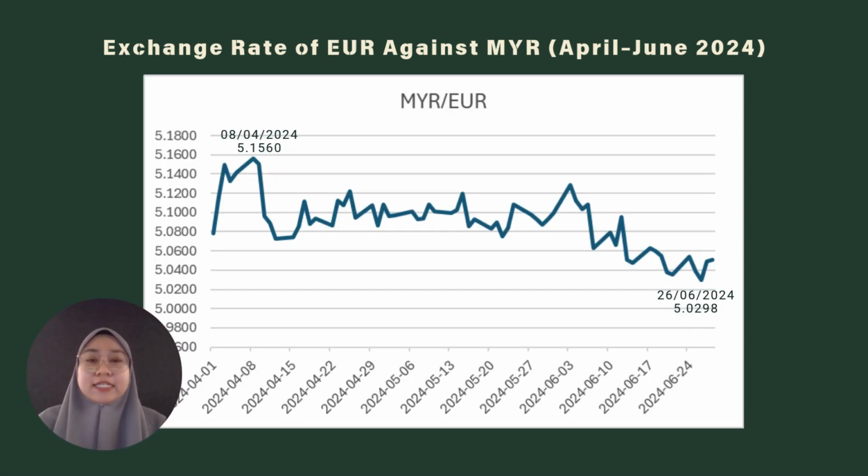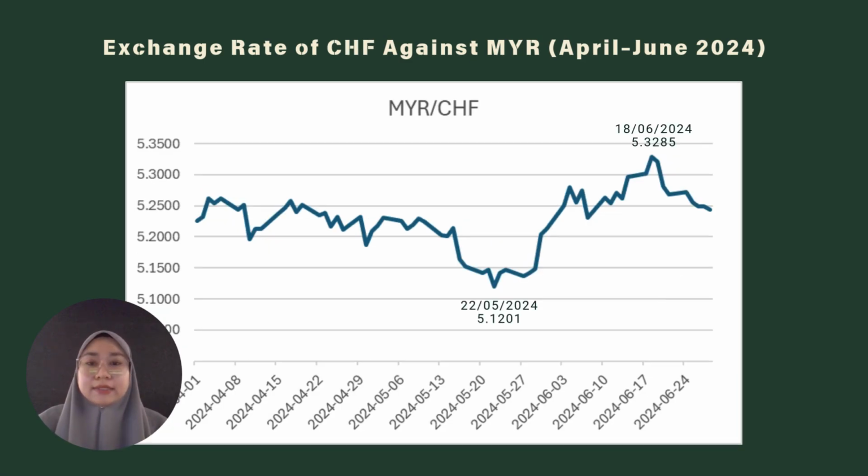And this graph shows the exchange rate of euro against MYR during April to June 2024, where the rate has been highest on 8 April 2024 at 5.1560, and the lowest had been recorded on 26 June 2024 with a rate of 5.0298. Next, let me see the graph of the exchange rate of CHF against MYR, where they had the lowest rate on 22nd May 2024 with a rate of 5.1201, and the highest was recorded on 18 June 2024 with a rate of 5.3285.